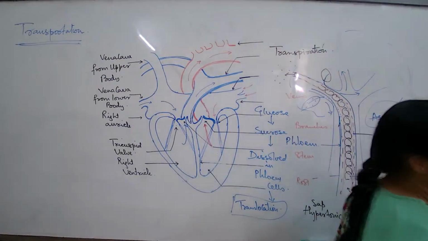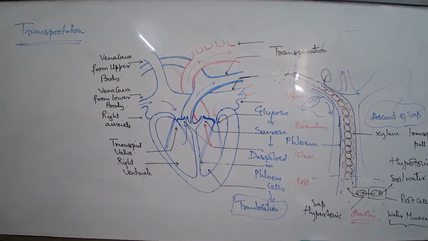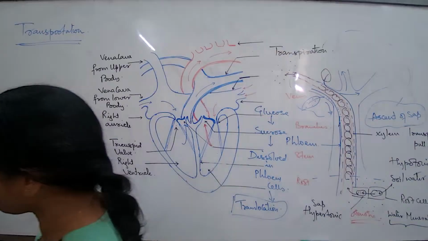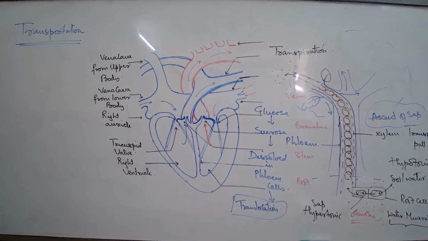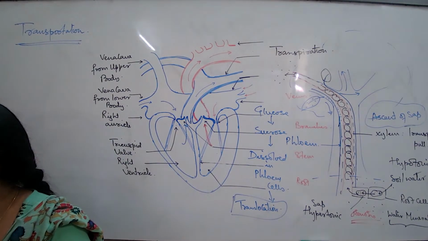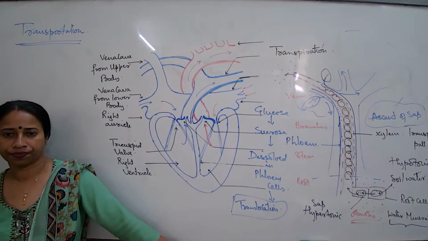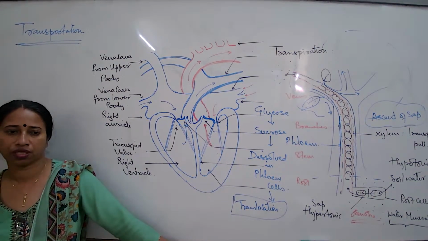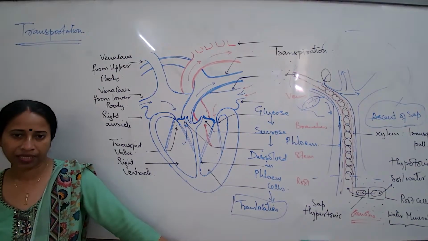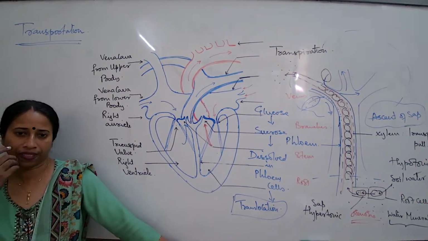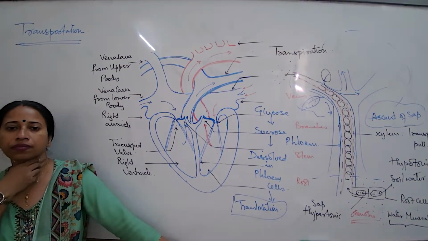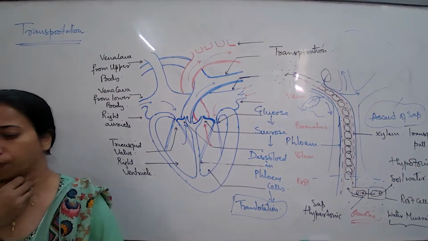Let us write for translocation first. The distribution of food in the form of sucrose by the phloem in all directions in a plant is known as translocation. Full stop. Go to the next paragraph.